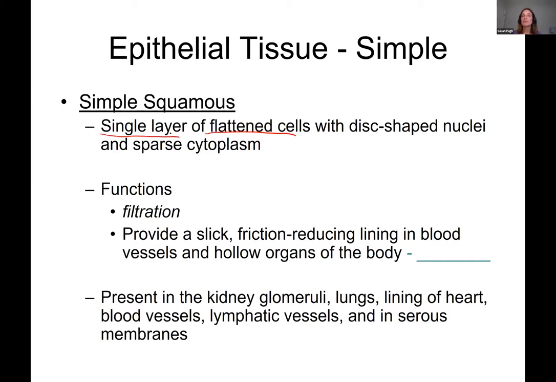And the function, remember, it is simple epithelium, so the function is always going to be absorption, filtration, secretion, always. A lot of times we can find simple squamous inside the body. And when it's inside the body, instead of calling it epithelium, you might see in your book it called endothelium.